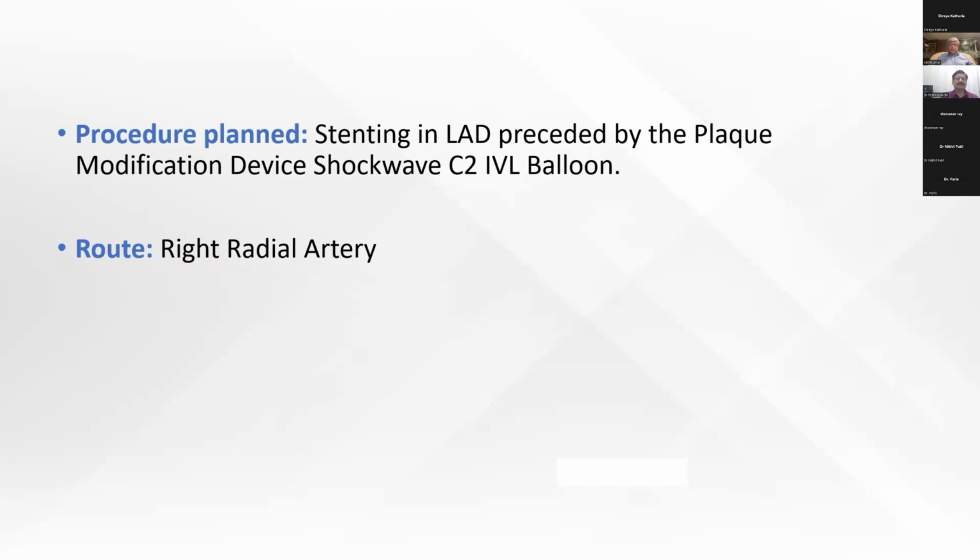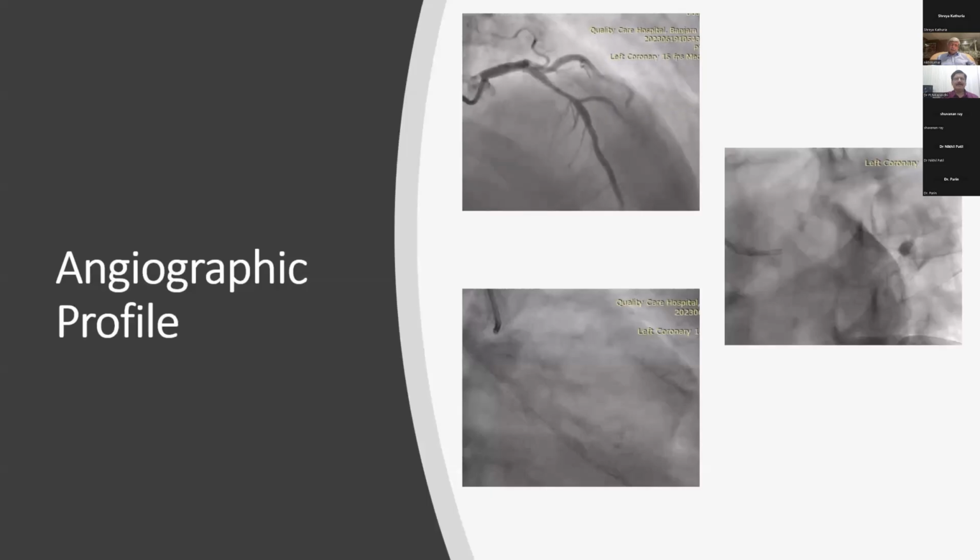And the procedure planning is lesion modification by means of a device like the IVL balloon, which is C2, followed by LAD stenting. The approach is the right radial. And this is the angiogram.